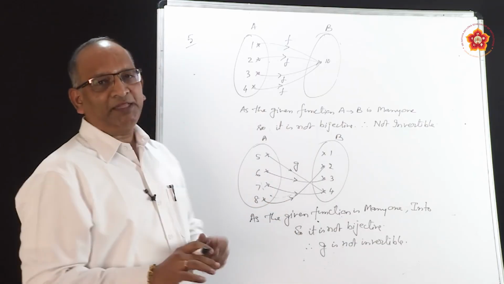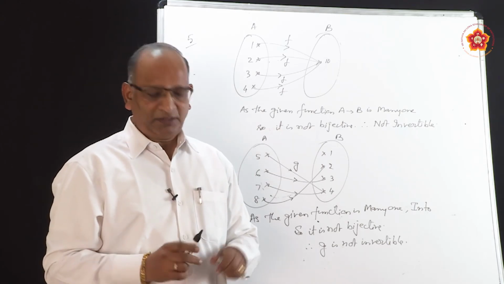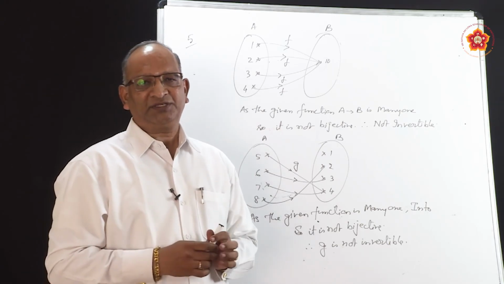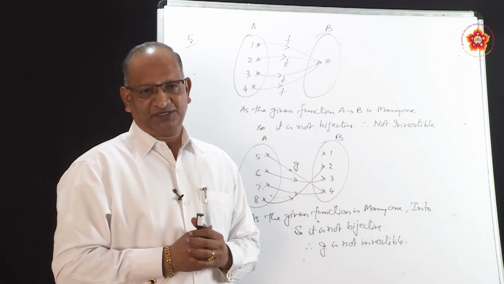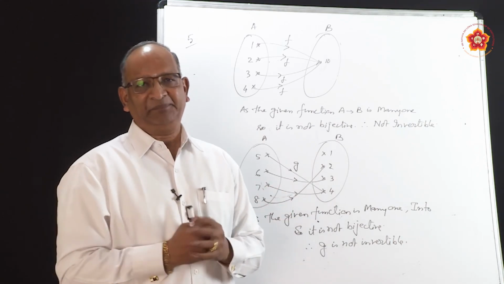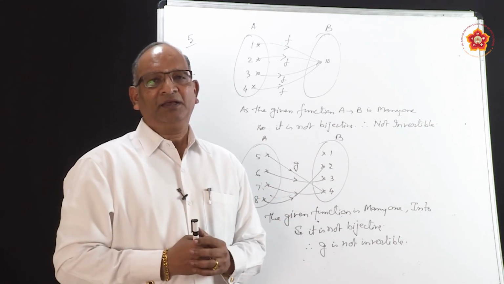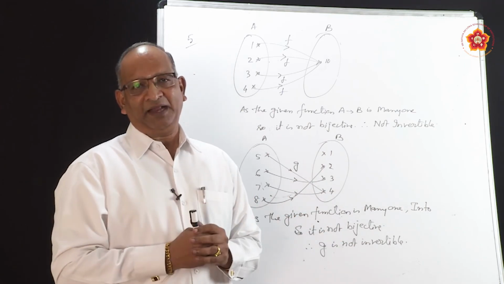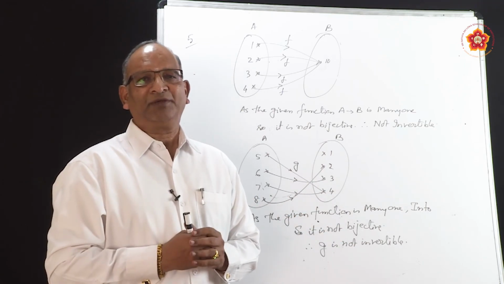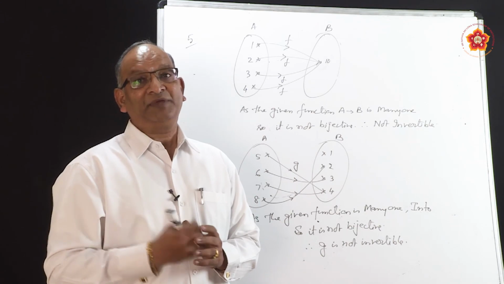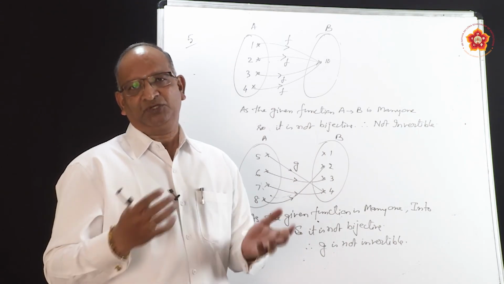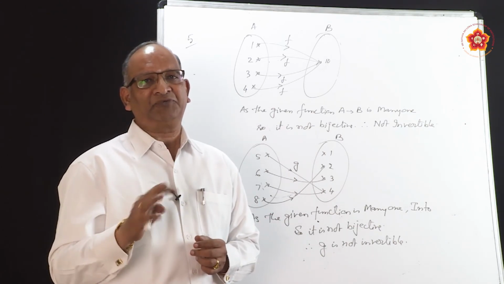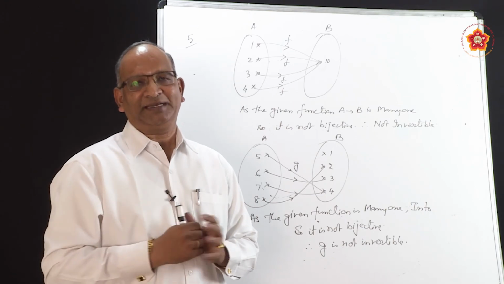This is how we solve the problems based upon composite functions and invertible functions. Problems are very, very simple, not at all difficult. Take the help of a diagram. With the help of a diagram, you will be able to solve the problem with understanding. Otherwise, you may get confused reading F1, F2, F3, G1, G2, G3, etc.